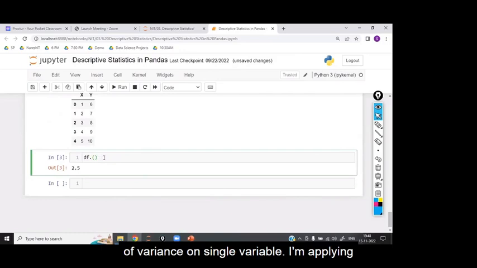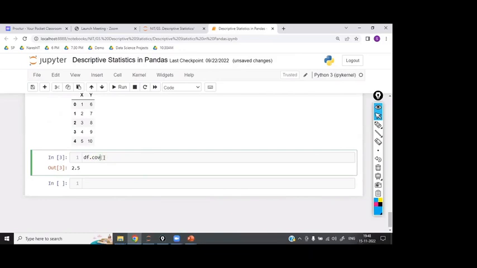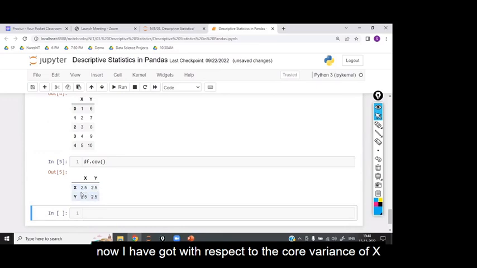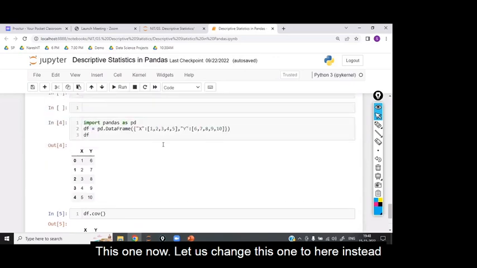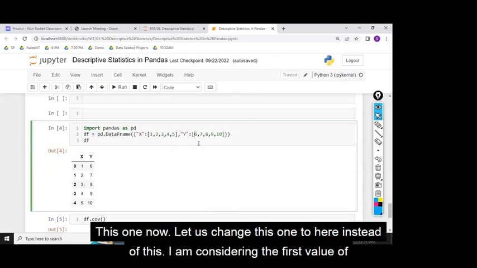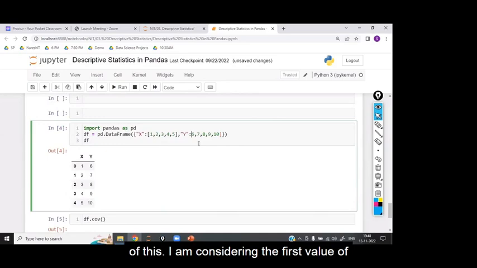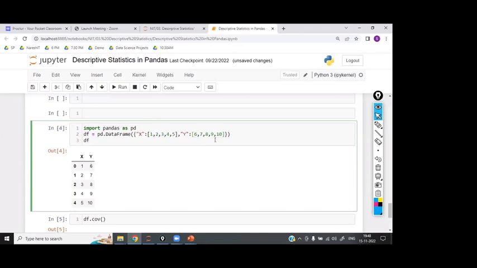Instead of variance on a single variable, I'm applying covariance. Now I have got the covariance of x comma x here, x comma y, y comma x, and y comma y. Now let us change this one here. Instead of this, I'm considering the first value of, let us go with some value.